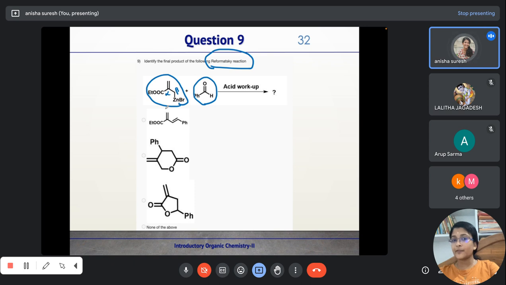Any idea regarding what will be the product? Option C, ma'am. Option C will be the right answer. So first we will see the mechanism of the Reformatsky reaction, followed by the mechanism that is taking place in this system.